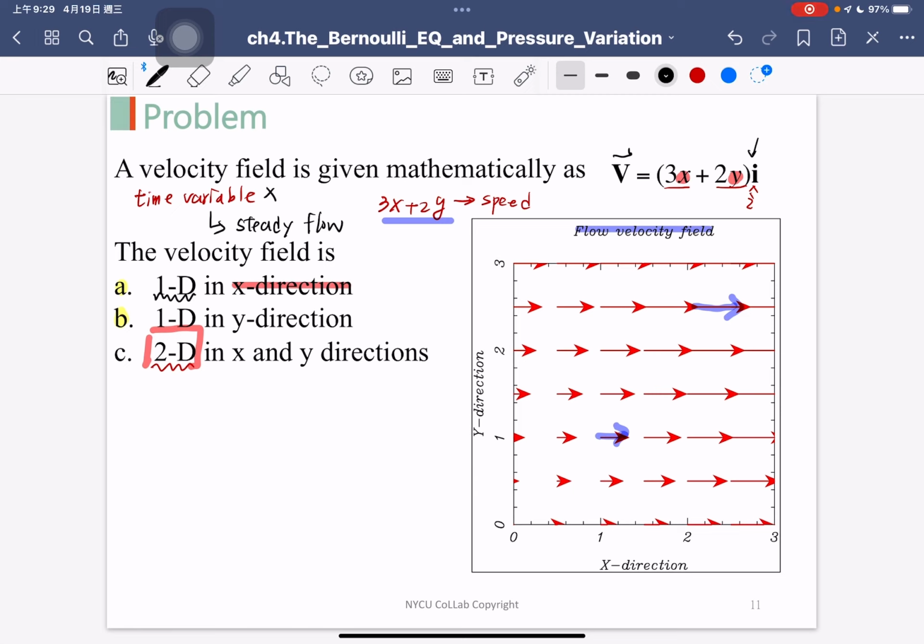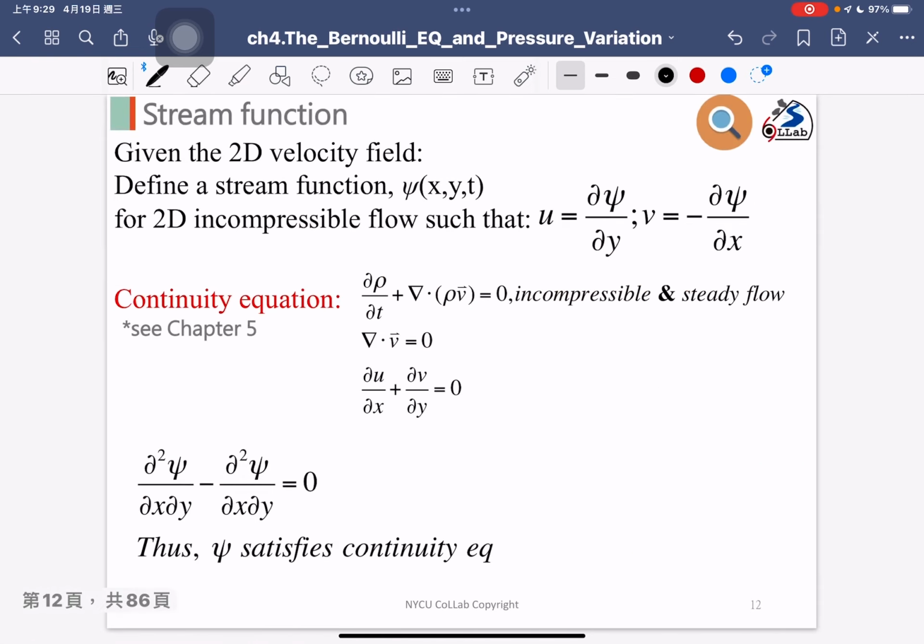Okay, so we can identify whether it is steady or unsteady. If the velocity changes with time, we call that unsteady, right? But you cannot see any time involved in the velocity field, so we call that a steady flow. Okay, so it's just the basic idea. And right now, if we know the flow velocity field, how can we determine the streamline function? Okay, so it's a very important idea.